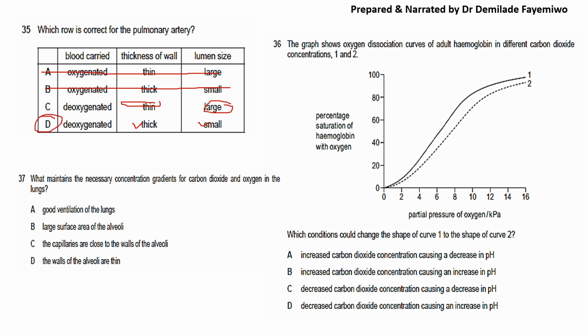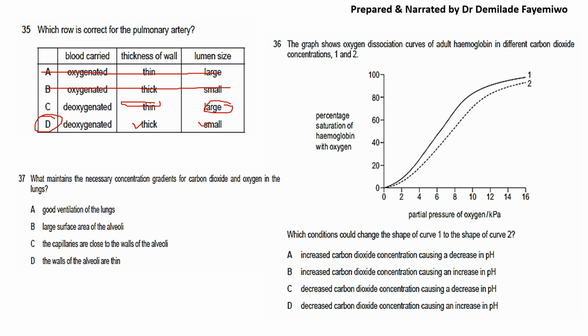Let's look at 36. The graph shows the oxygen dissociation curves of adult hemoglobin in different carbon dioxide concentrations 1 and 2. Which conditions could change the shape of curve 1 to the shape of curve 2? So this is the shape of curve 1. I'm not going to go over this in detail because I think I did a good explanation of it when I explained this in chapter 8. So make sure you check out that playlist.